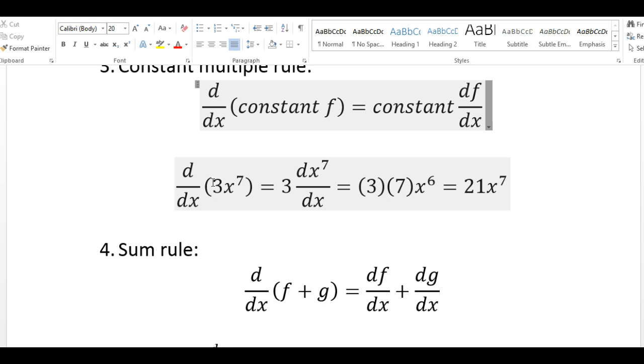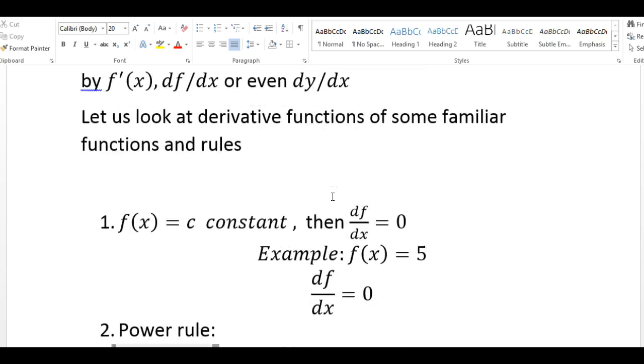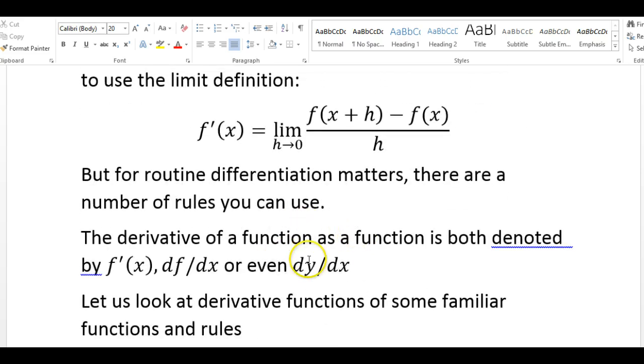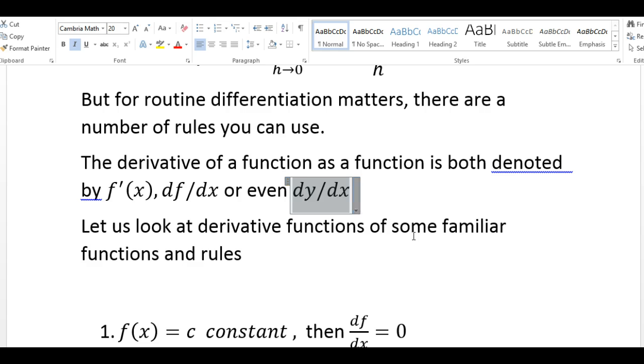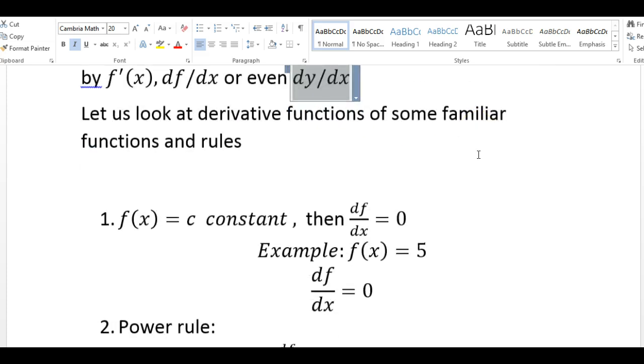If you have, for example, 3 times x to the 7, then it's a constant times x to the 7. So leave the constant alone. It's kind of like taking the constant outside the derivative sign. So you have 3 times you differentiate the rest, so d x to the 7 over dx. Once again, d over dx is another way of writing the derivative. I didn't tell you that at the very beginning.